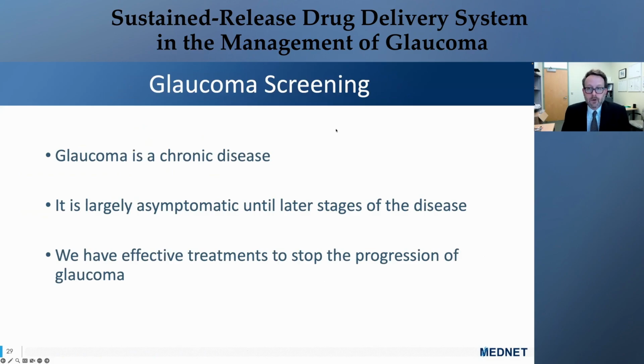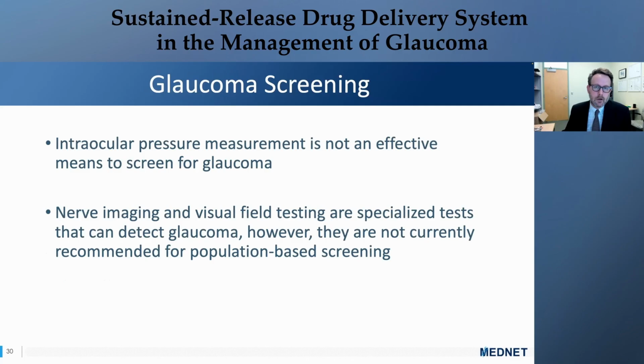So there's an argument for glaucoma screening that's very strong. It's a chronic disease that occurs over many, many years, right? It's largely asymptomatic until later stages. So a patient's usually not going to tell you that they have glaucoma until they're in the very late stages, and that's going to be blurring of vision. And we have effective treatments to stop the progression of the disease. Unfortunately, large-scale population screening has been difficult to accomplish.